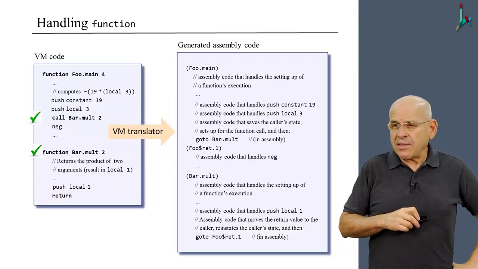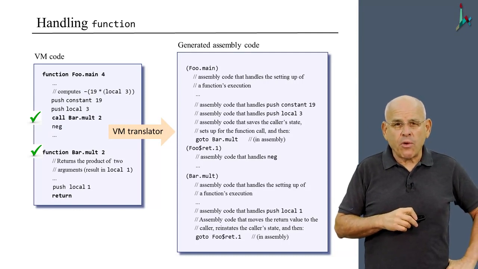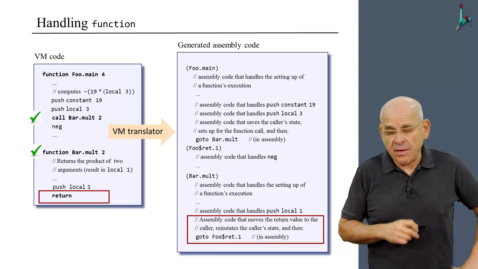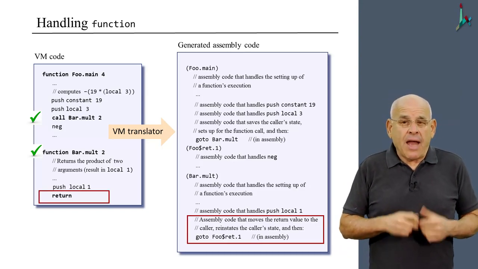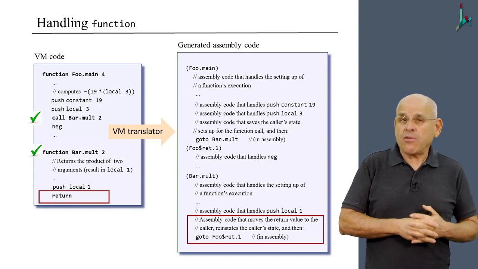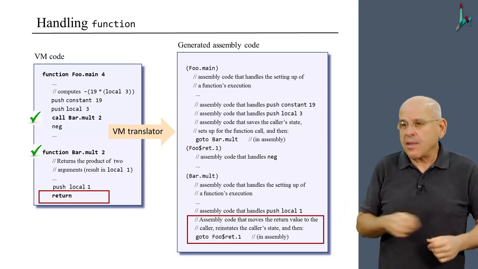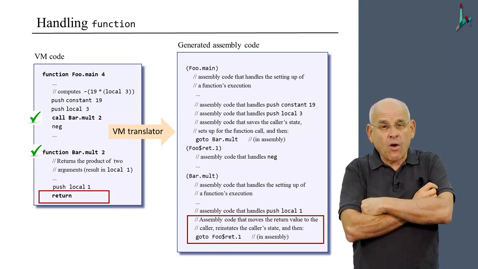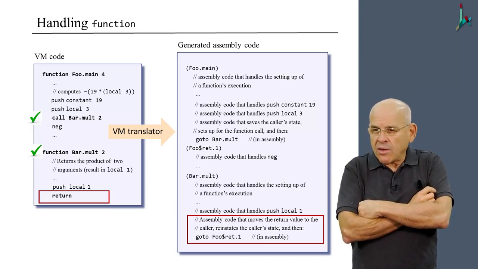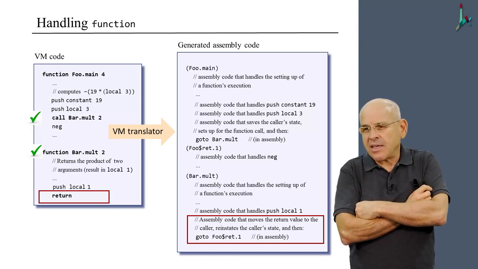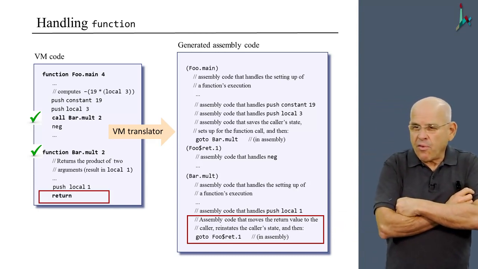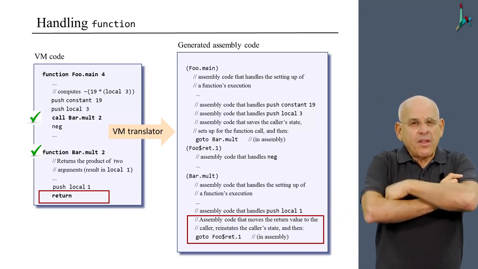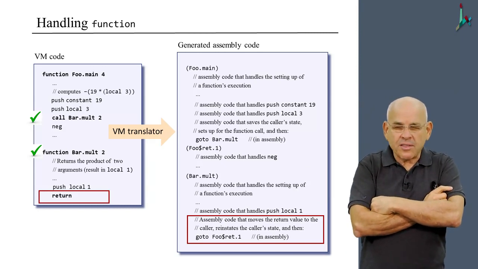So it will do its thing, and at some point it will want to return. This will happen in our example here, and now I have to handle the return command. Reading the big picture, I have to generate assembly code that moves the return value to the caller, reinstates the caller's state, and then does a go to foo's return address, which is the return address in the caller's code.